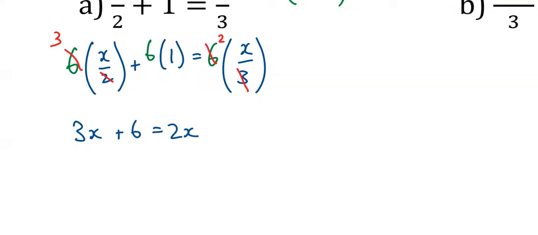Which means I'm moving the 2x. So I subtract 2x from both sides. And I'm moving the 6, so I subtract 6 from both sides. But I'm subtracting 6 from nothing. And some people worry about that, like you can't do that. Well, you can. Nothing is 0. 0 minus 6 is just negative 6. So it's fine. So this is 3x minus 2x, and this is 0 minus 6. So my answer is negative 6.